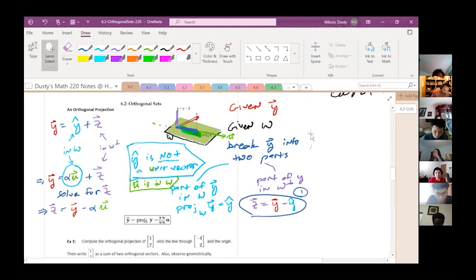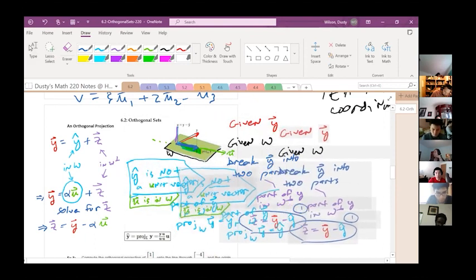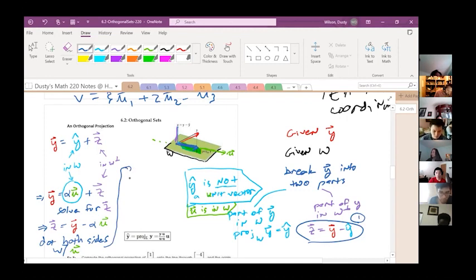Let's see if I can. Ooh, worked. All right. So I can dot both sides with the u vector, which is in W. So we have u dotted with z equals u dotted with y minus alpha u.